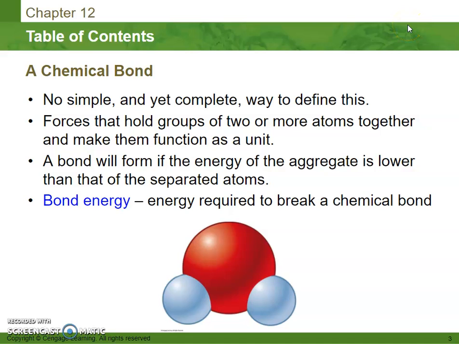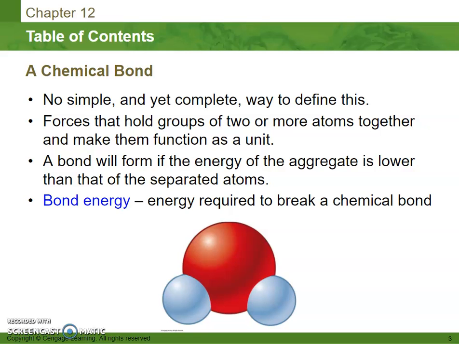A chemical bond. There's no simple and complete way to define this. It's one of those things that looks relatively simple on the surface, but whenever you start to break it down and try to actually define what it is, it gets rather complex. So, we're going to define a chemical bond as forces that hold groups of two or more atoms together and make them act as a functional unit.